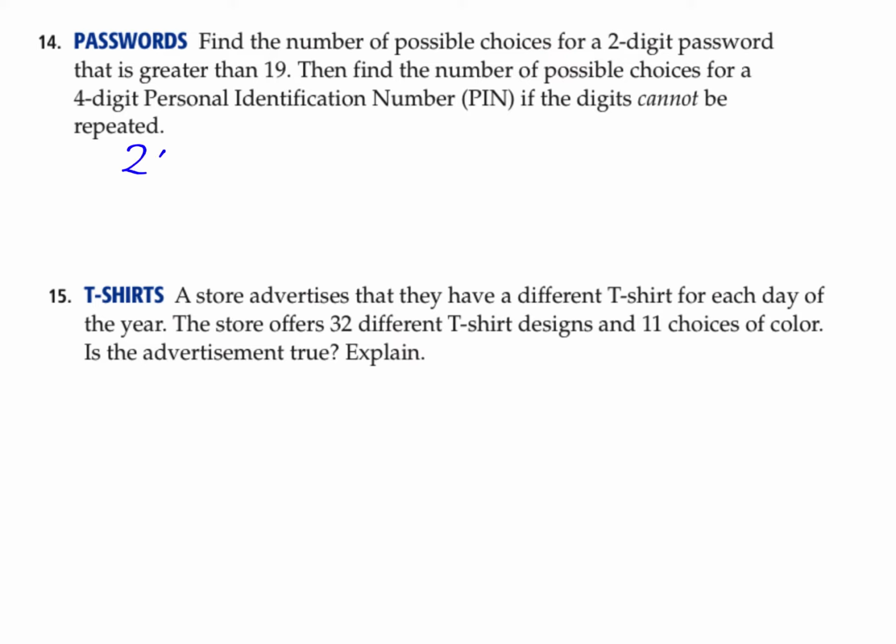Well, that's just going to be the numbers 20 through 99, right? How many is that? That's just 99 minus 20, right? That would be 79. Plus we have to add on 1 because we didn't include 20. So that's actually 80 options.